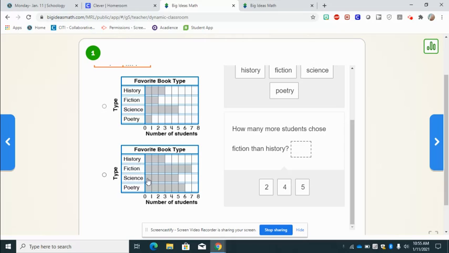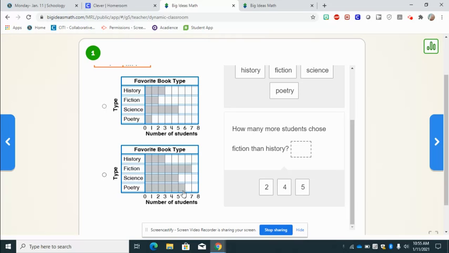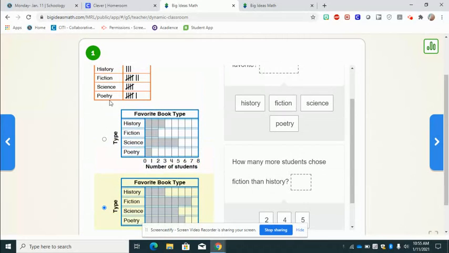Science should have 5, and this one has 5 for science, and poetry should have 6. And this one has 6. So this is the correct bar graph that matches this tally chart.